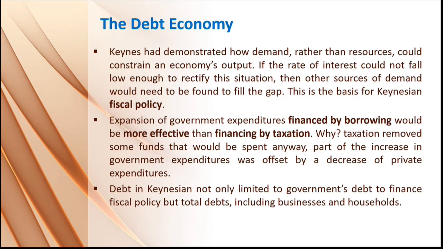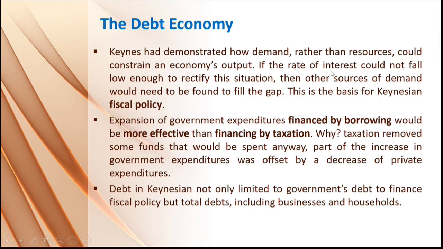Okay. Next and the last one, debt economy. As mentioned, if government expenditure is more than the tax, as in expansionary fiscal policy, when you spend more than you collect in tax, then you have a budget deficit, and to finance the deficit, the government has to borrow. When borrowing continuously, you incur a debt economy. So Keynes had demonstrated how demand rather than resources could constrain the economic output.